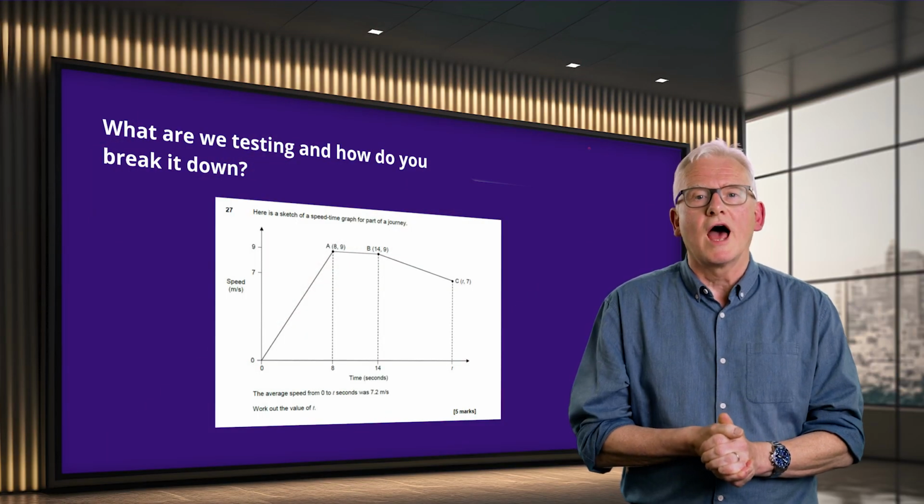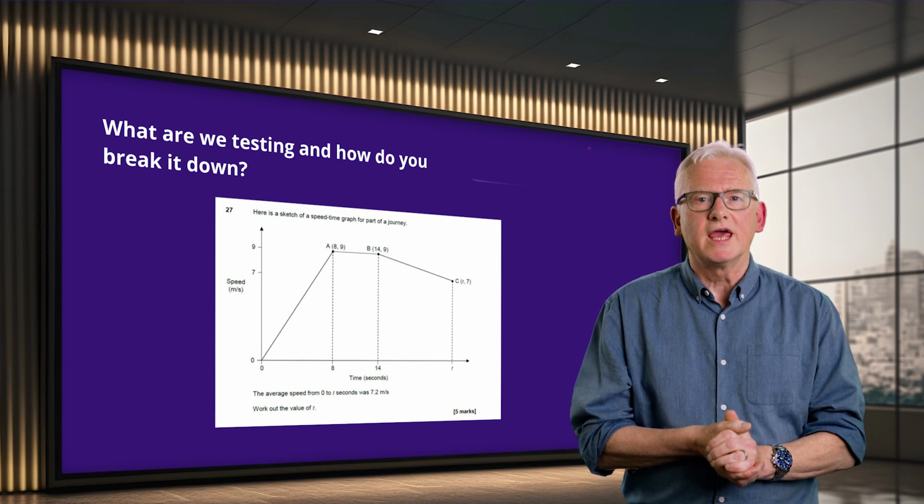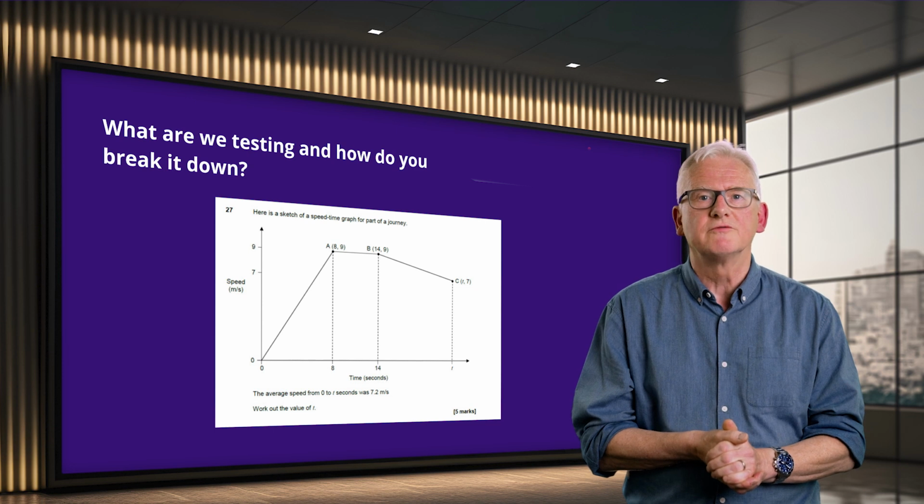So now we're going to look at how marks are allocated across a question. The example here is from a higher tier practice paper. It's a problem-solving question from quite late in the paper, so it's quite high demand, and it's worth 5 marks.